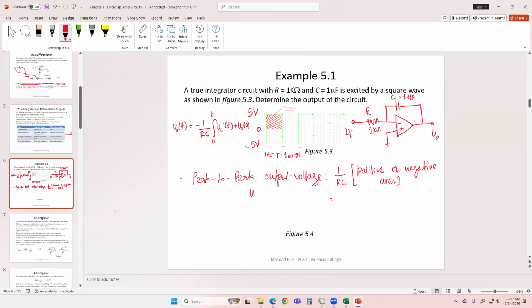So this is V out peak to peak. 1 over RC. R is 1 kilo ohm and C is 1 microfarad. So 1K times 1 micro is 1 milli. So 1 over 1 times 10 to the power of -3. 5 volt is the height, times half a millisecond. So 5 times half a millisecond.